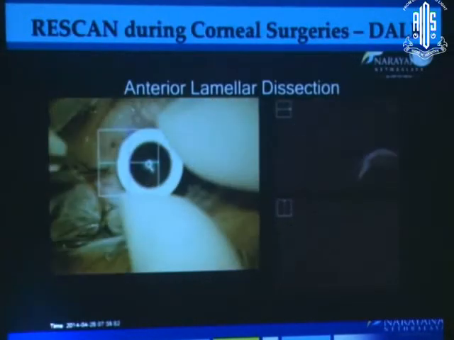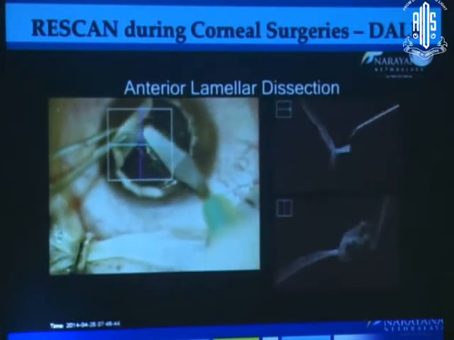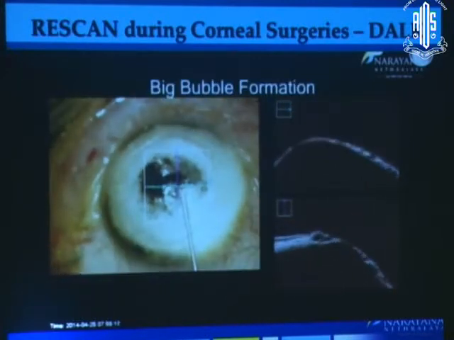And this is one last video on its use during corneal surgeries. It can be used for DALK.